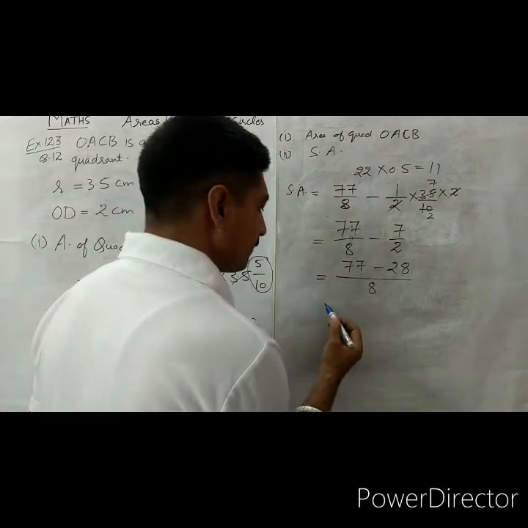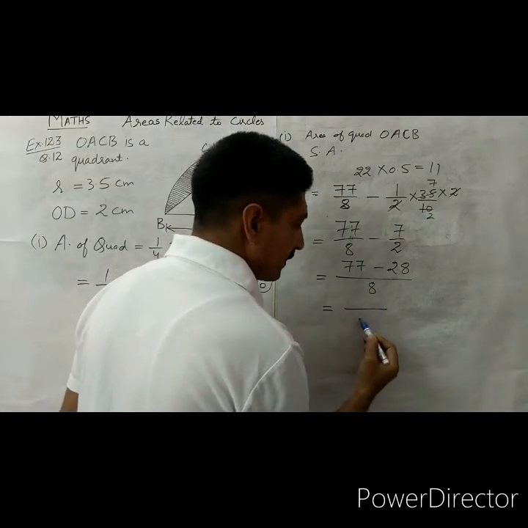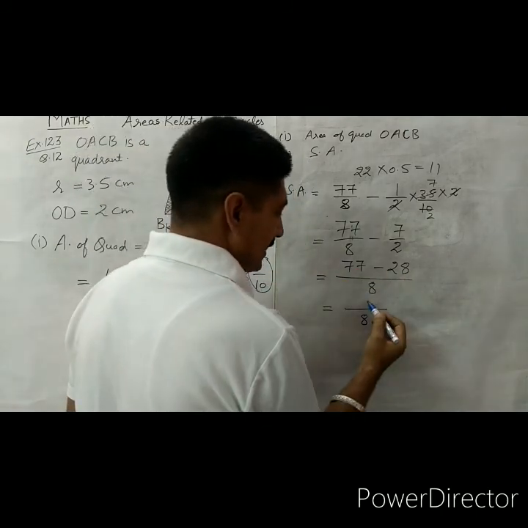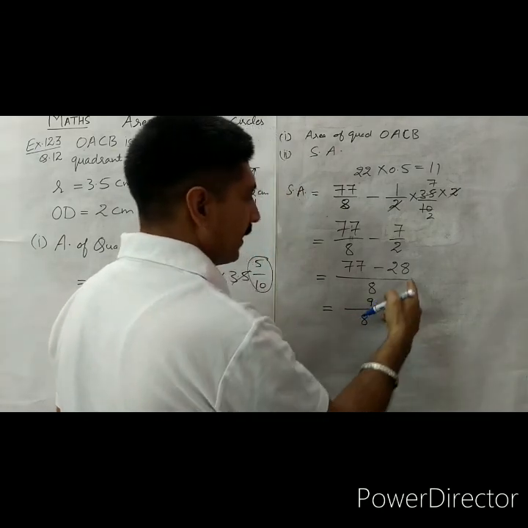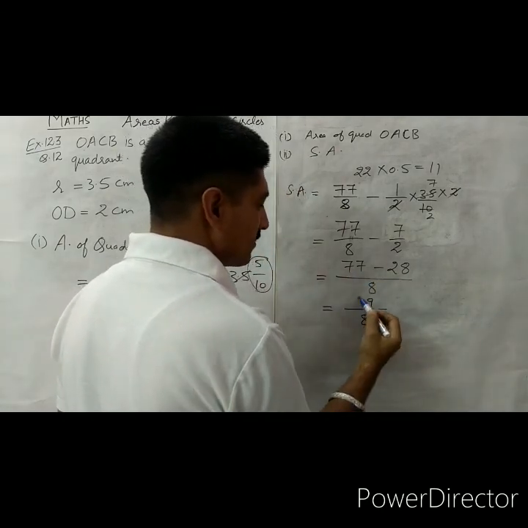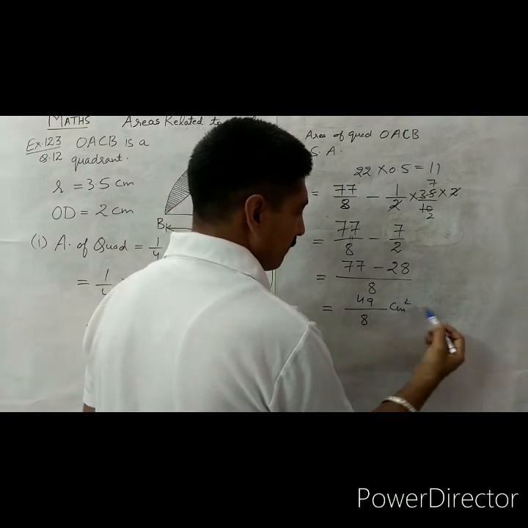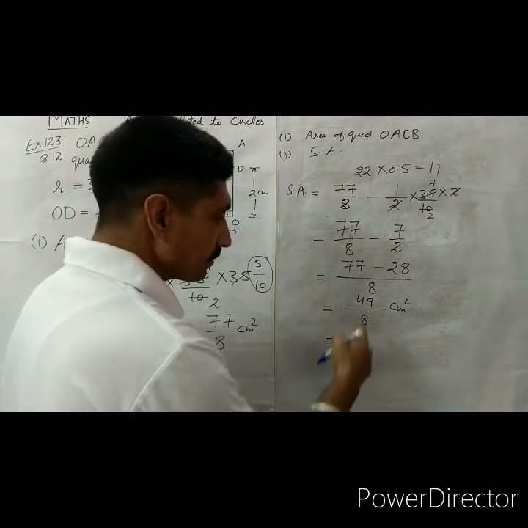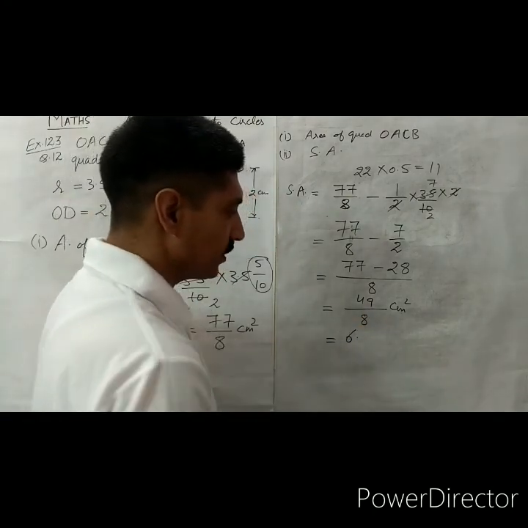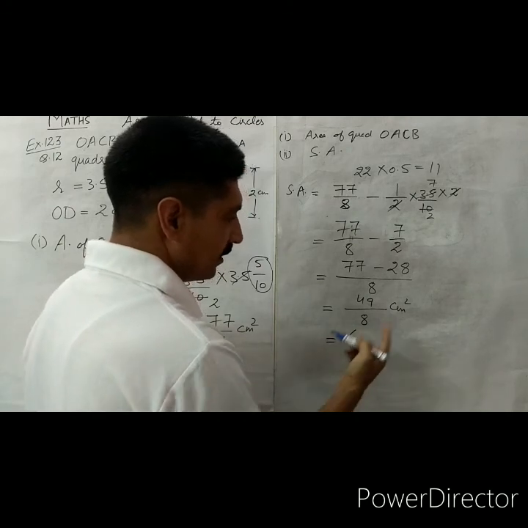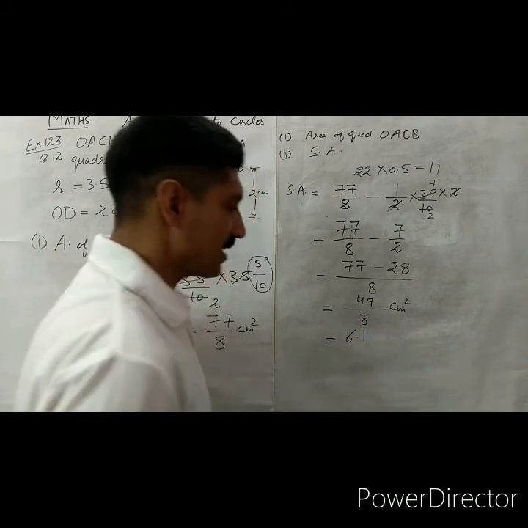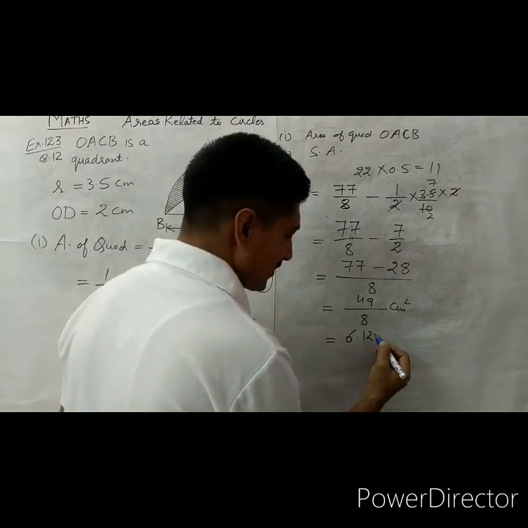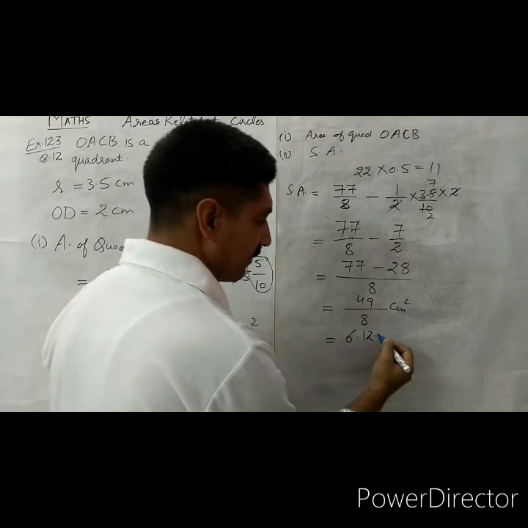So we have the shaded area is equal to 49 upon 8, here 77 minus 28 is 49, and 8 centimeter square. And if in a decimal form we want to write, here again 8 6s are 48, 1 is the remainder, again 8 ones are 8, then 2, 8 2s are 16, 4 is the remainder, 40, 8 5s are 40.